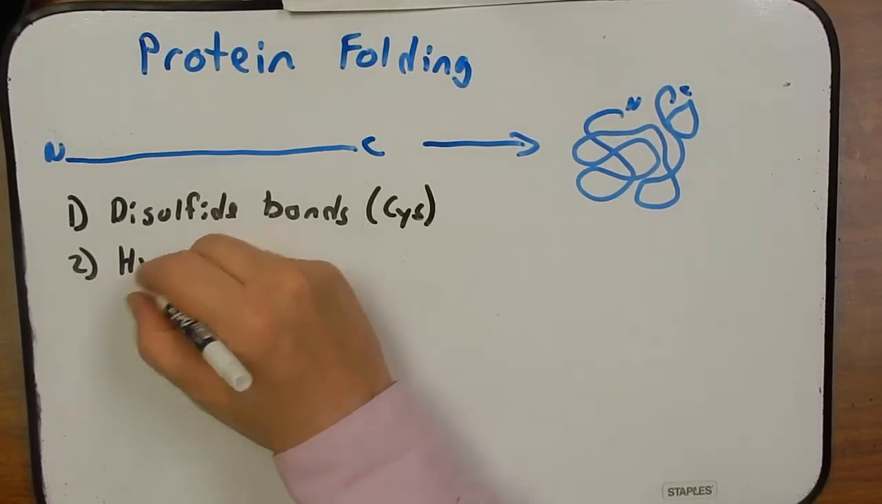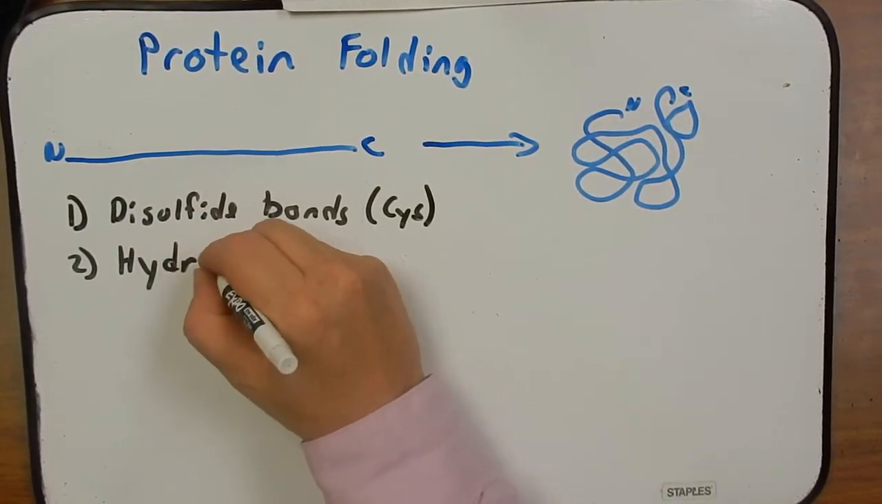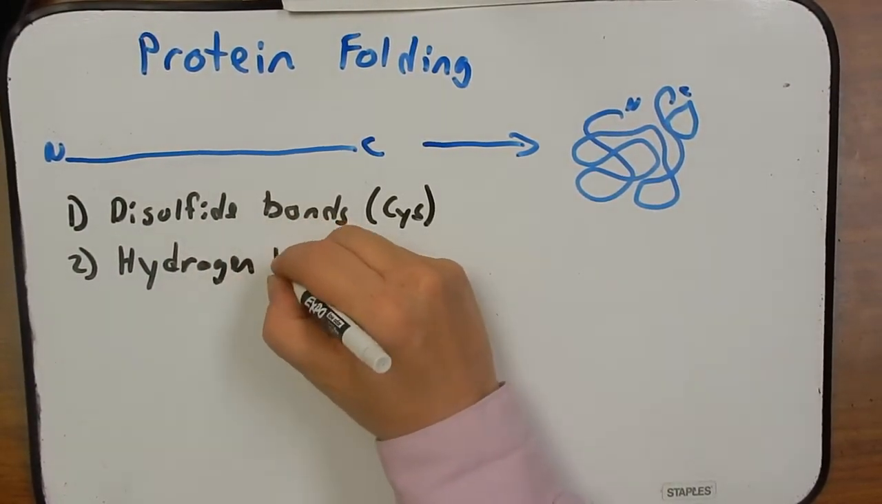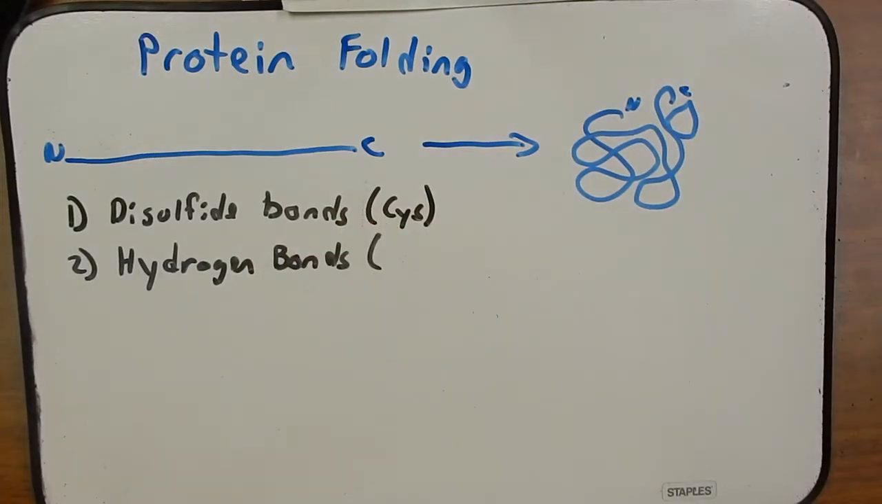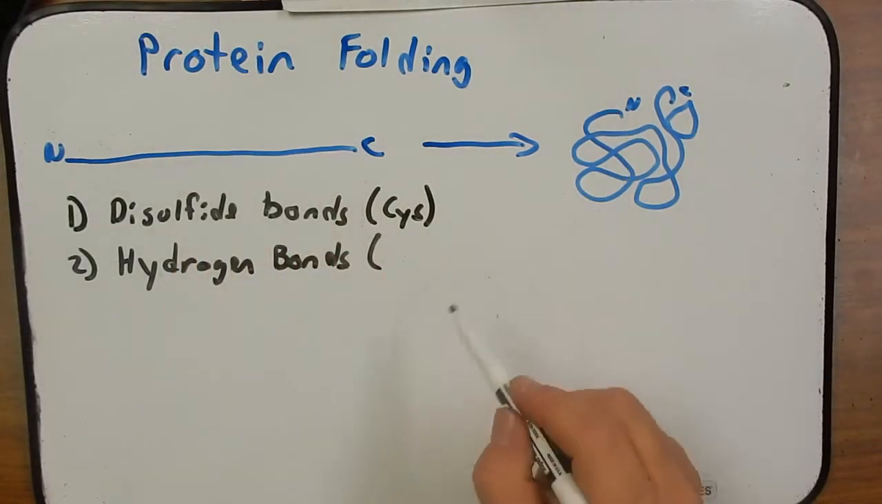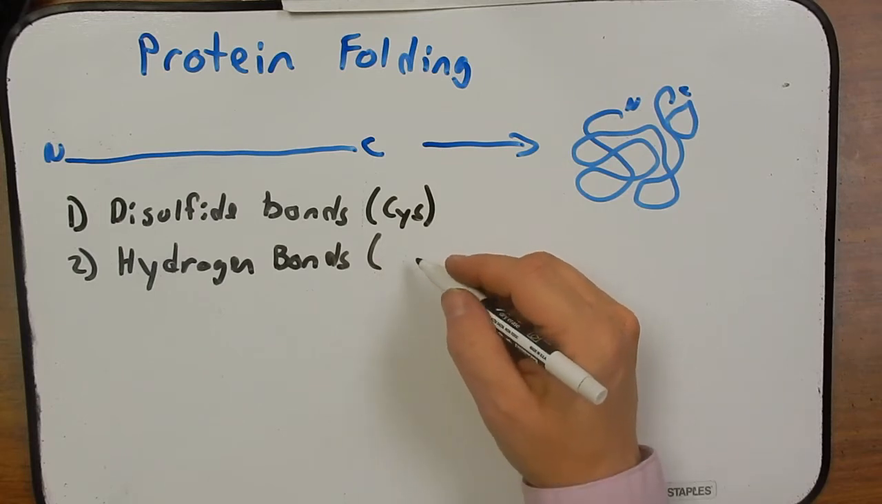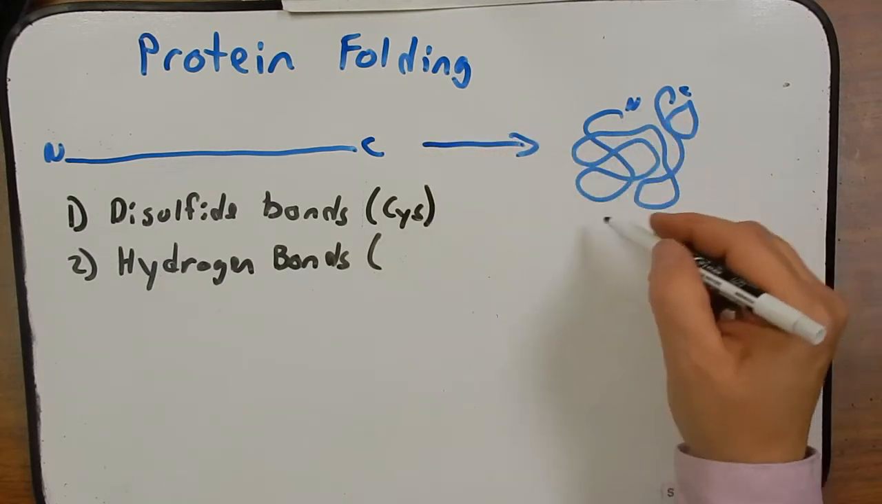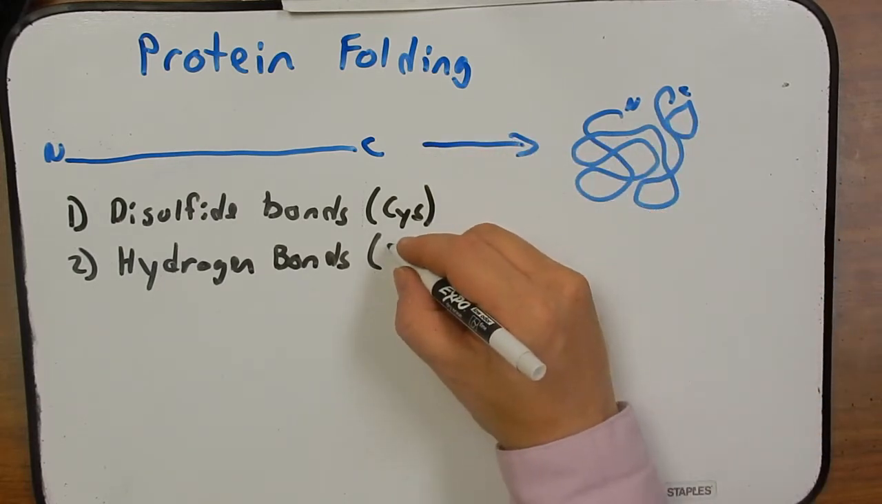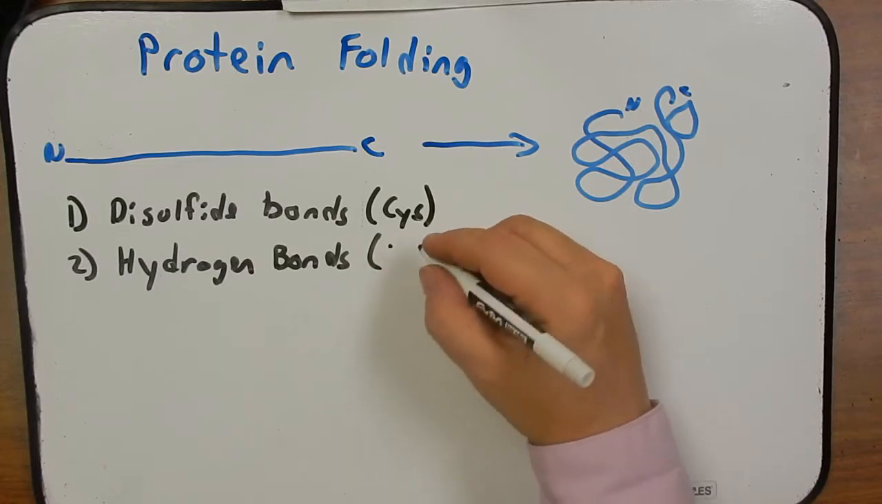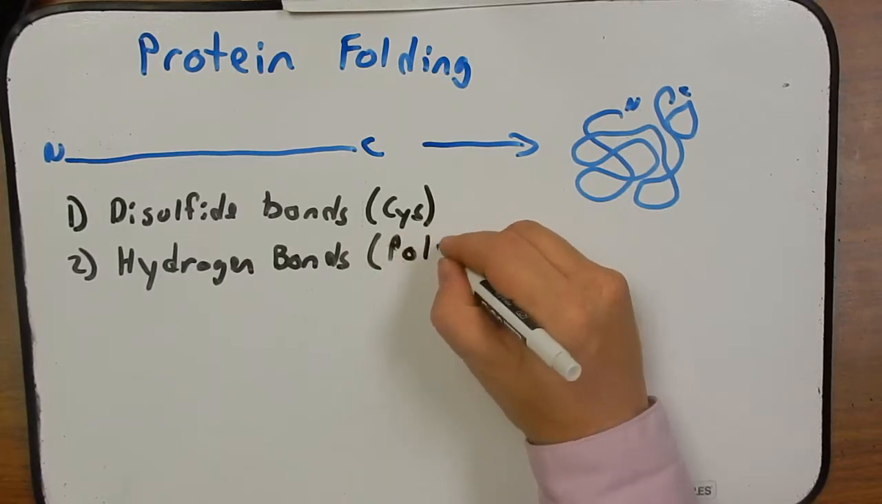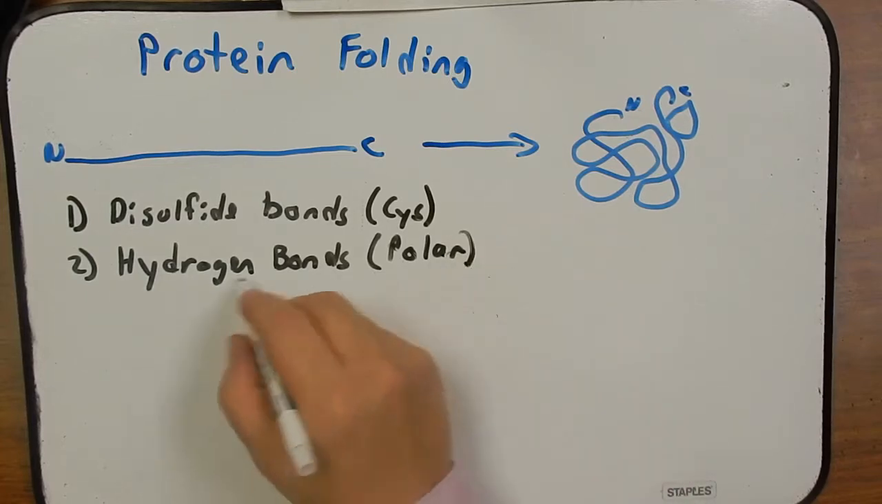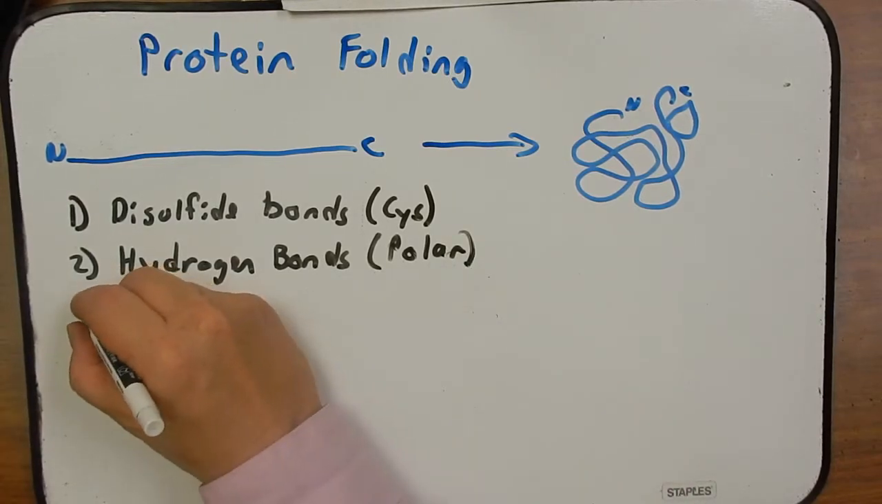The next bond that I want you to keep in mind are hydrogen bonds. Hydrogen bonds, as we form these structures here, are going to be very important in both these intermediate steps and the final structure here. And the amino acids that are going to be important in hydrogen bonds are going to be the polar amino acids. So any of the polar amino acids could participate in hydrogen bonding.